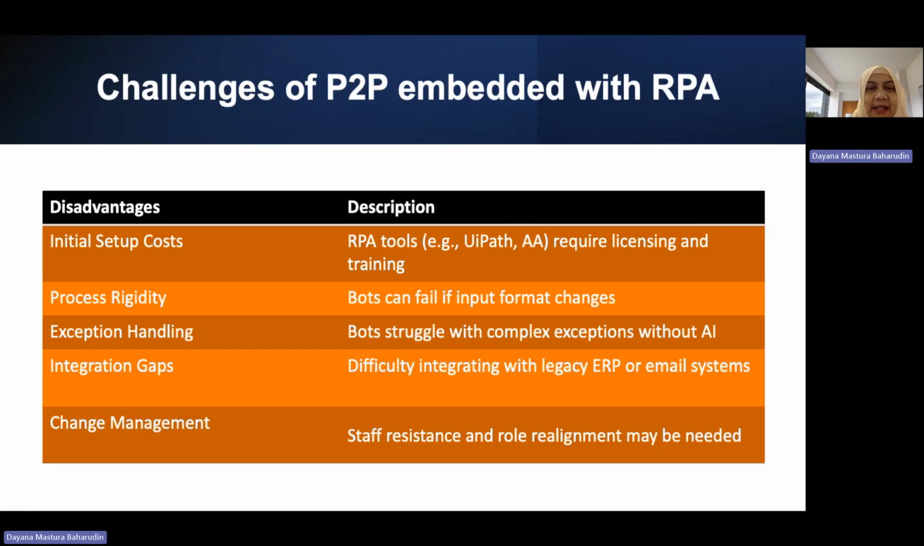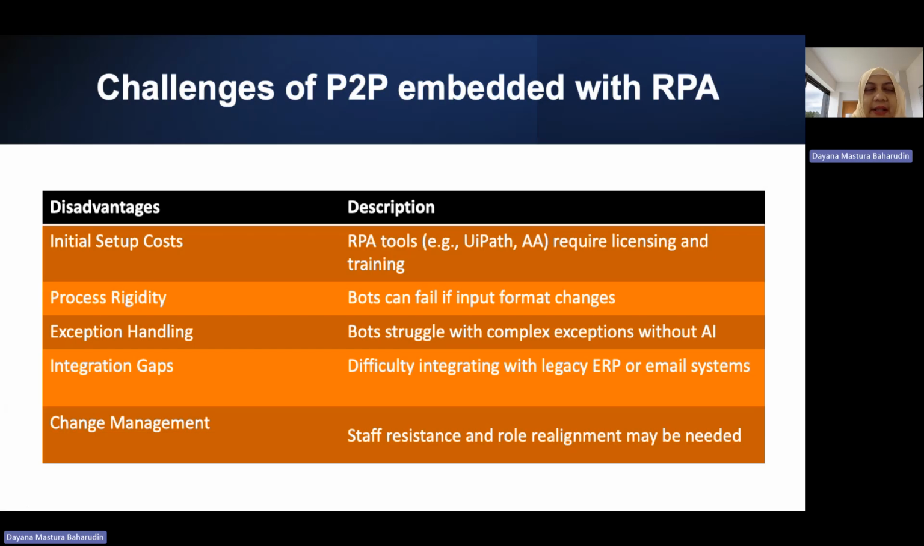Okay, exception handling. Bots struggle with complex exceptions without AI. So exception handling, remember, in our previous video, we talked about humans being the ones that are going to be handling the exceptions, because since humans are the ones that actually program the bots, they would know what the disadvantage of the bot is. Maybe they can't do a certain thing because there's no program for that, or the coding will be too difficult because it's something one-off, an exception, and so forth.